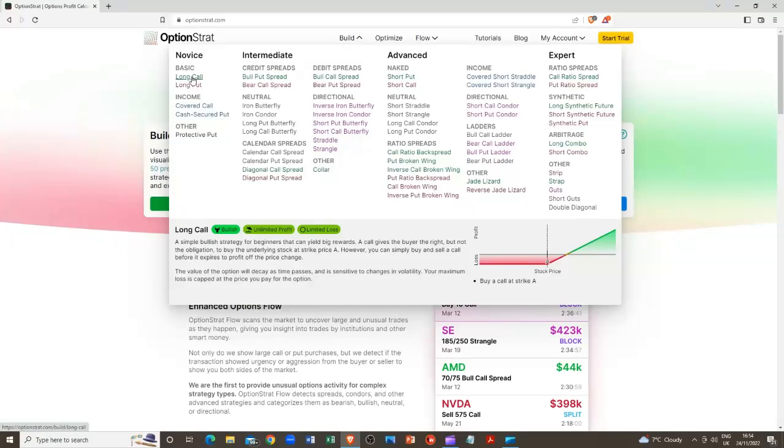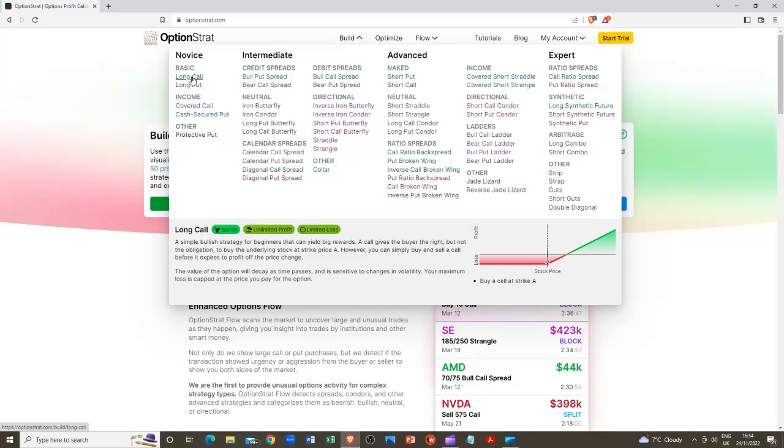So, if you're buying the underlying asset directly, let's say the underlying asset is selling for $100, you could lose your entire $100 if the price of that asset goes down to zero. Is it likely to happen? Probably not, but that's a potential scenario.